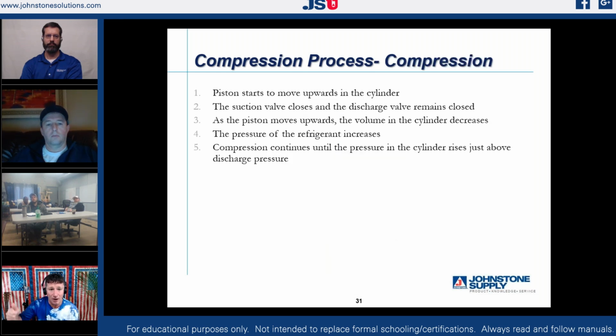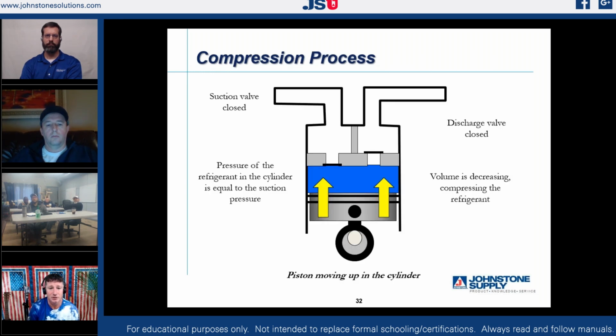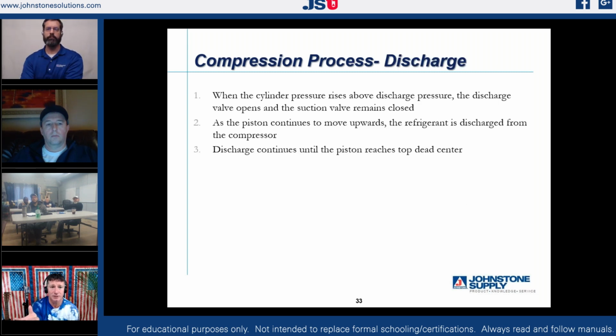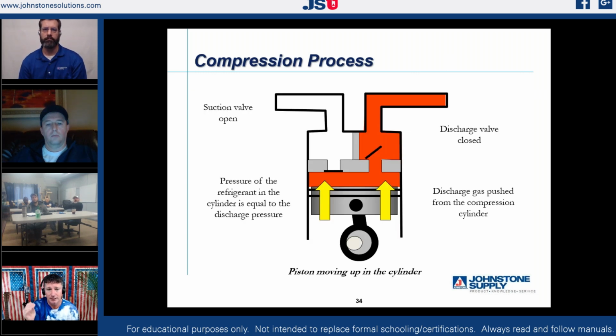And then as the piston starts to move up in the cylinder, the suction valve closes, the discharge valve remains closed, and it's maintaining that compression ratio, right? And then as the piston moves up, the volume in the cylinder decreases and the pressure of the refrigerant increases. So we're going to have that volume on top of the piston. Then when the cylinder pressure rises above that discharge pressure, whatever that point of release is on our valve, the discharge valve opens and the suction valve remains closed. So we're going to allow that pressure to release on our discharge side. It has now been compressed in our compression cycle.